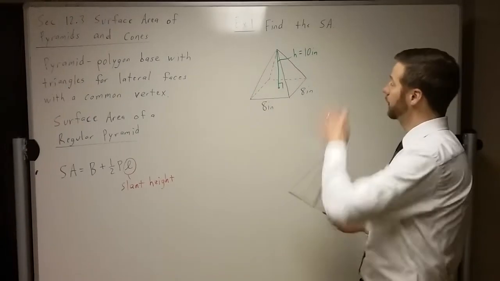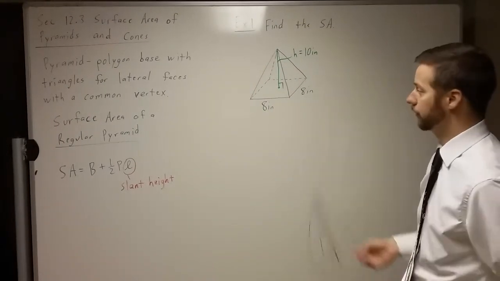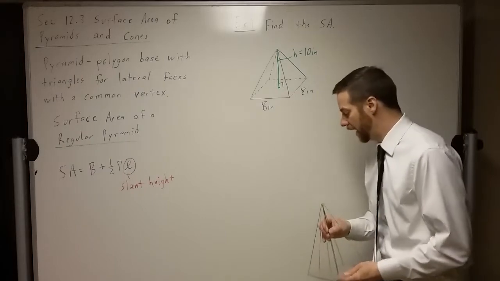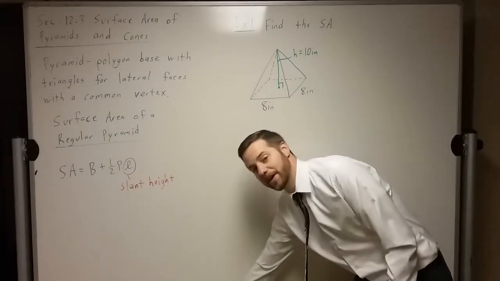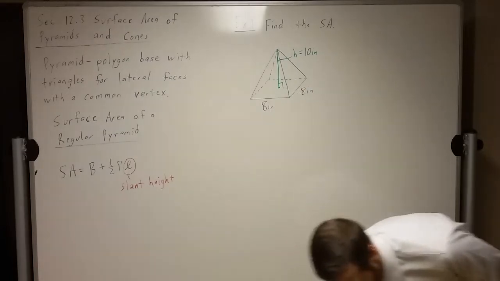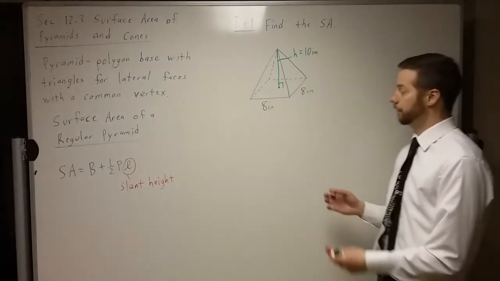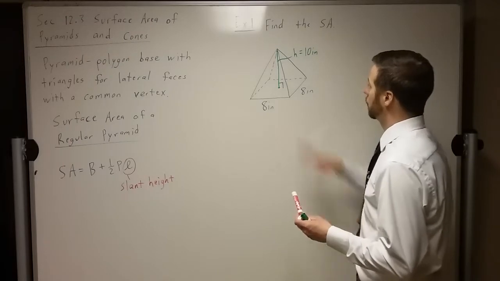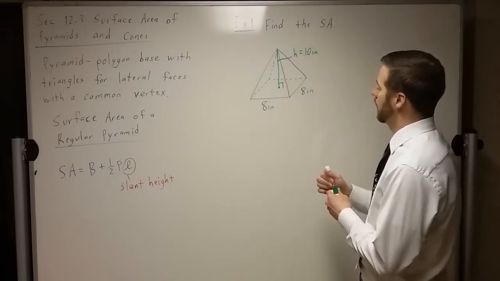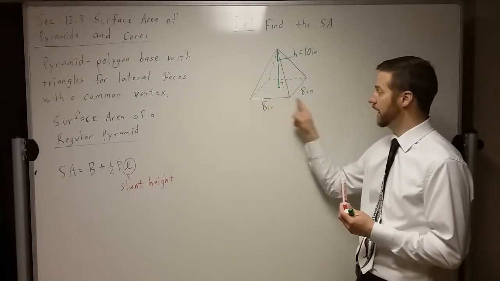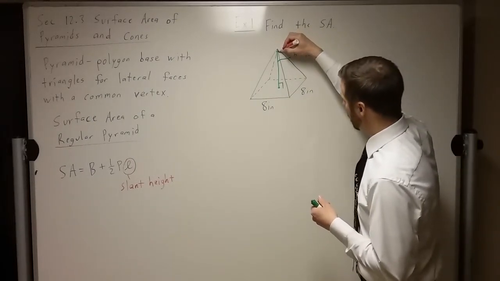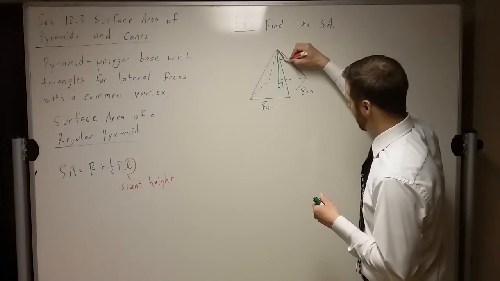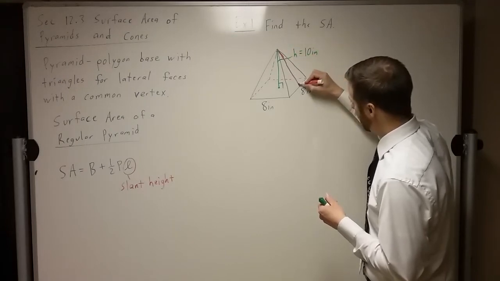So let's see if we can find the surface area of this one. We've got a square pyramid here. If you notice on this one, I didn't give you the slant height. I gave you the regular height. So we're going to have to do a little work to figure out the slant height. The regular height is 10. This is a square base, we've got 8 and 8. So the slant height would go right here. I'm going to go from there down to there. There's the slant height.